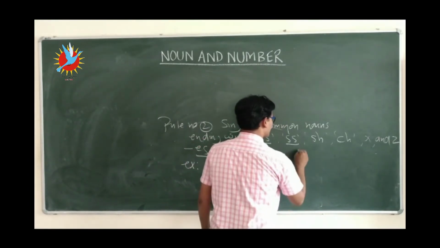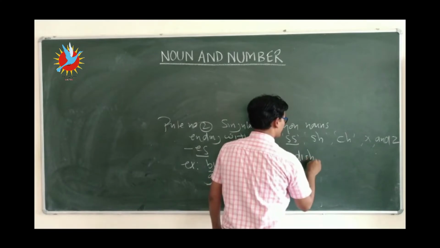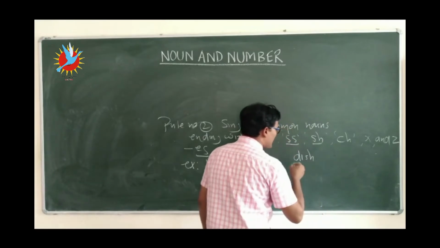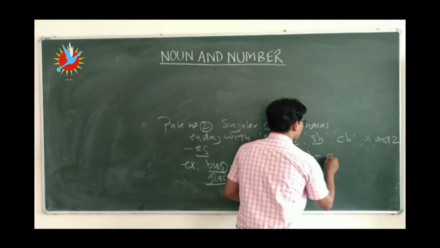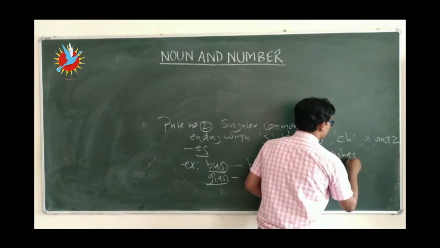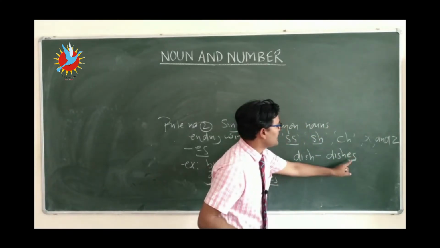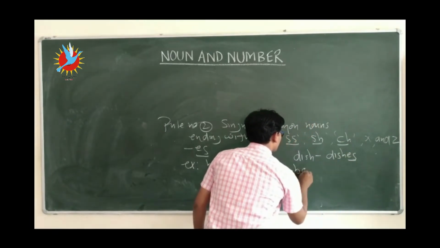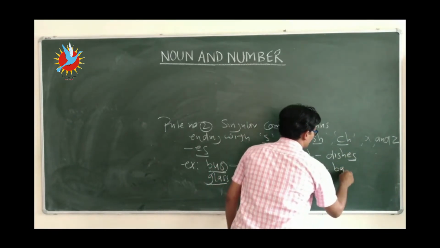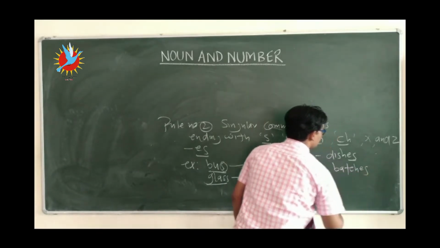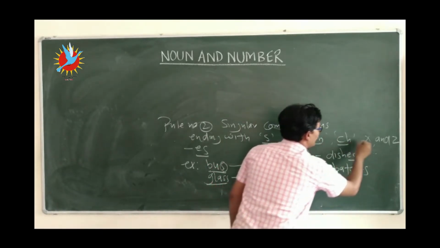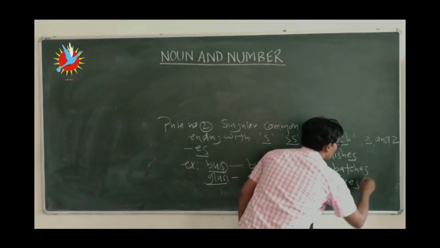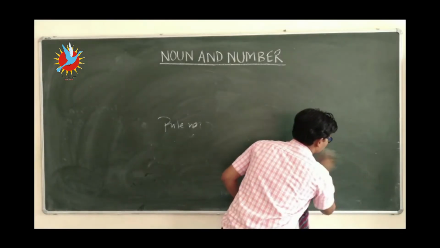Here, this one ends with the letters sh. So what am I supposed to do here? Dishes. Okay, I have added es here. ch, batch. It becomes batches. Noun ending with the letter x, box. It becomes boxes.